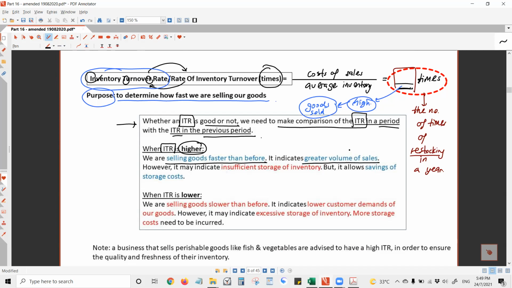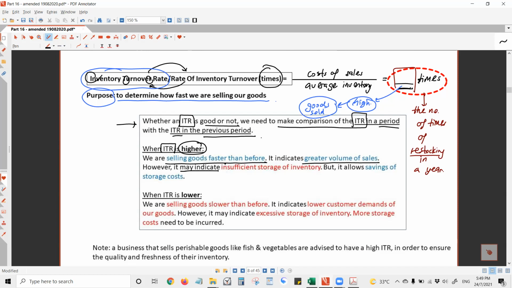But it may also mean something bad. Probably you have reduced the size of your storeroom. Maybe you don't have enough money to rent a big storeroom, so you have given up on the bigger storeroom. You rent a smaller storeroom. When you have a smaller storeroom, your goods would run out faster, right? So it would make you restock more times. Agree? So when your ITR is high, it doesn't necessarily mean that it's a good thing.